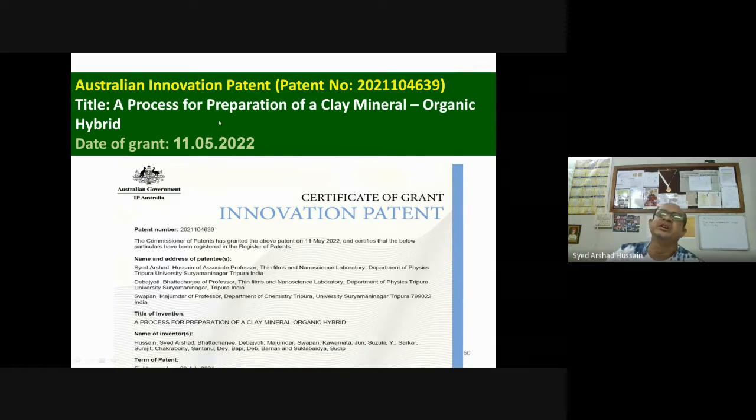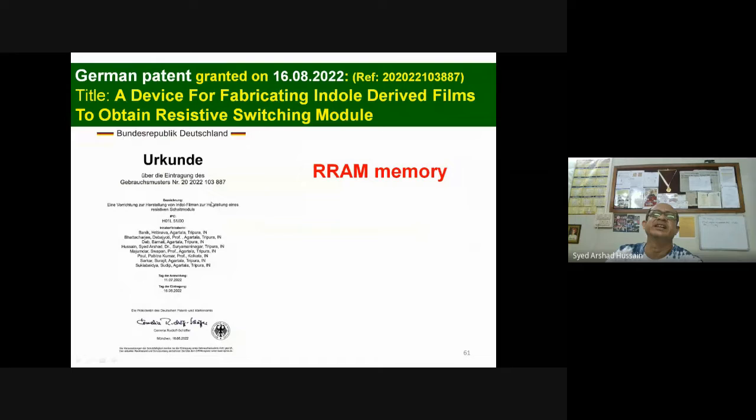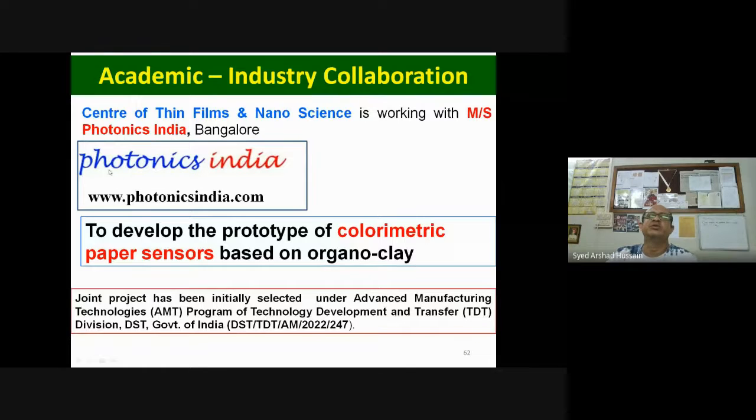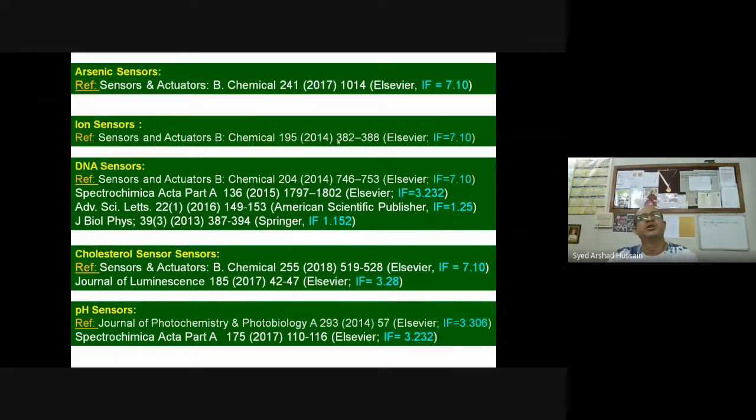And you know, the colorimetric sensor we designed based on clay and organic systems is already patented. Then this is another patent for designing random access memory using organic material indole derivative. Only yesterday I came to know that this is granted. And recently we collaborated with Photonics India from Bengaluru. It's a company, and we got a project from Advanced Manufacturing Technology of DST, through which we will develop some memory devices as well as sensors, and this company will try to design the prototype and commercialize it. So work is going on in this direction. Already we have also designed arsenic sensor, ion sensor, some DNA sensor, then cholesterol sensors, pH sensor, etc.